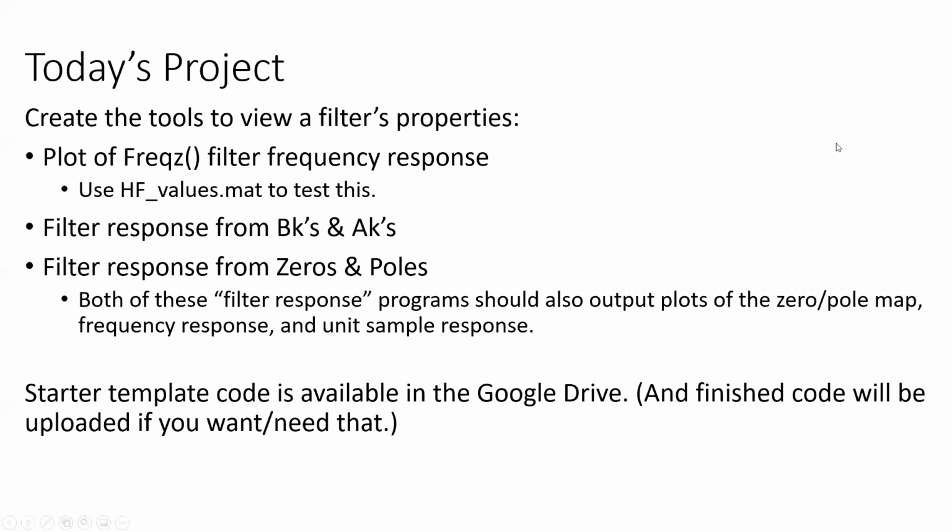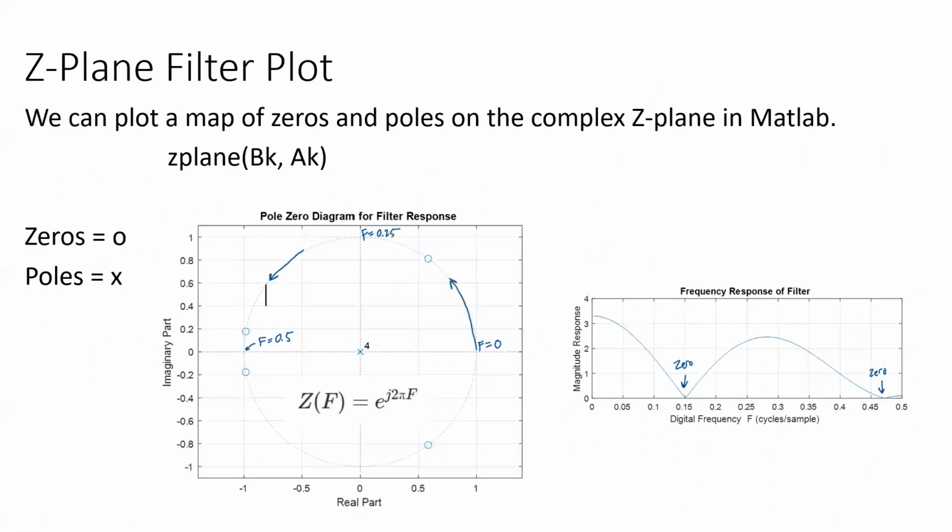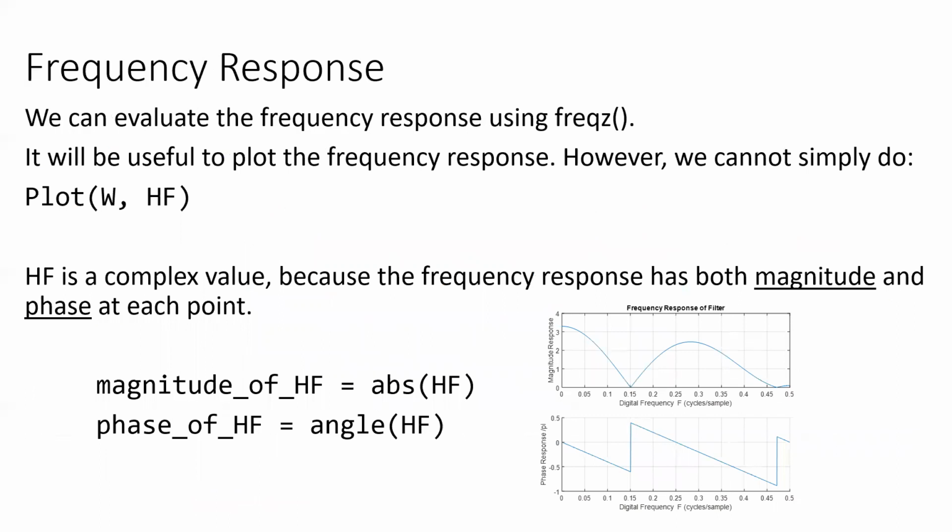So this is today's project, to create the tools to view a filter's properties. We're going to want something that lets us plot the output of a freqz filter frequency response. So freqz will give you this magnitude and this phase, and it's just a list of numbers as magnitude and a list of numbers as phase. We want to turn that list of numbers into something like this. And if you do that manually every time, it's going to get really, really tedious.